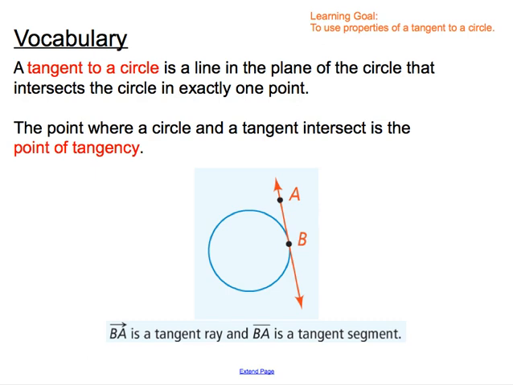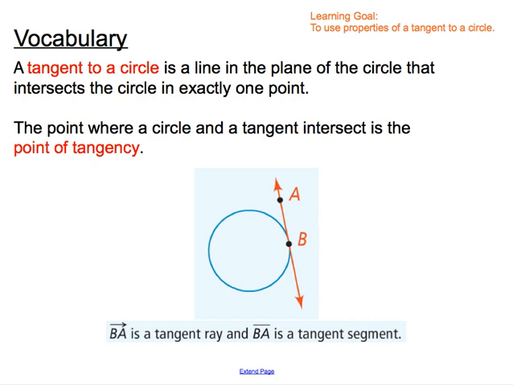A tangent to a circle is a line in the plane of the circle that intersects the circle in exactly one point. The point where a circle and a tangent line intersect is called the point of tangency. So here in this picture we see B, which is the point of tangency of line AB to the given circle.